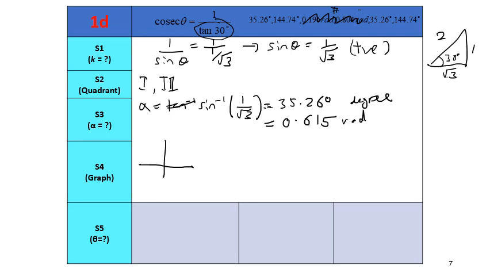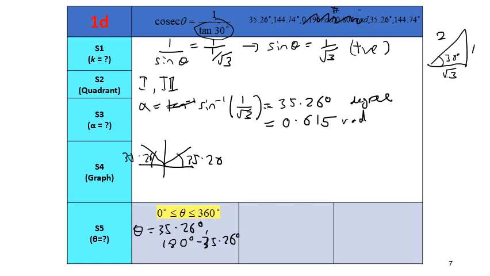So the angle is in the first and second quadrant, 35.26. The same thing if you want to do in radian, so I just show for the degree. So the final answer, in degree with the positive angle, the theta would be 35.26 degree. And then for the second quadrant, you have to subtract from 180, 180 minus 35.26, so the other angle would be 144.74 degree. Okay.